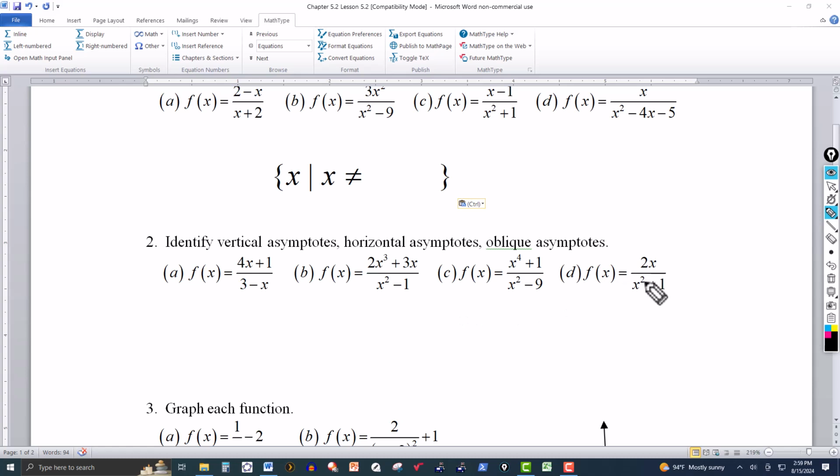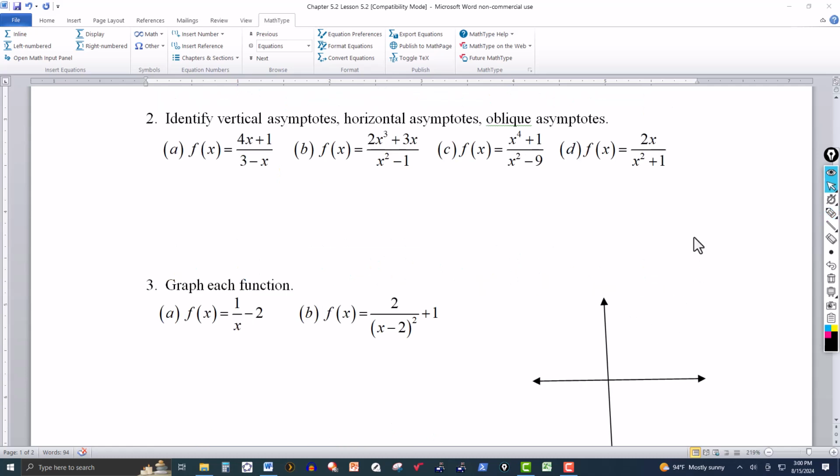Now for the next one, D, again in summary here, if the degree of the numerator is less than the degree of the denominator, and it is, this is a 1 here and this is a 2, the x-axis, which represents the horizontal line y equal to 0, is always a horizontal asymptote. No oblique. There are no numbers that make the denominator 0. X squared plus 1, no matter what you plug in there, as long as you plug in a real number, you're never going to get 0. So we only have a horizontal asymptote, which is y equal to 0. That's the x-axis.